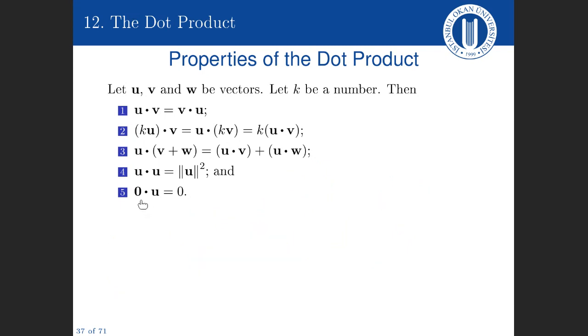And rule number 5, which we've talked about on the previous slide: 0 vector dot u is the number 0. Again, this is a number, and this 0 written in bold is the 0 vector.